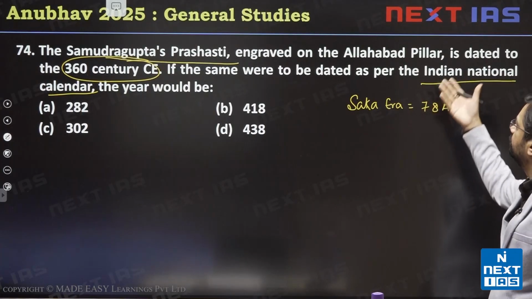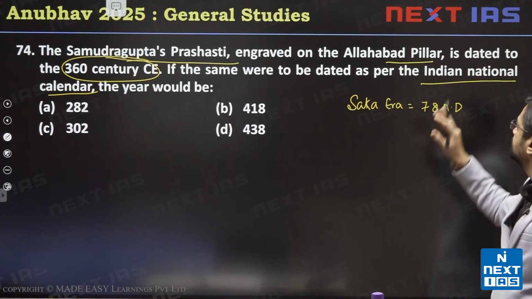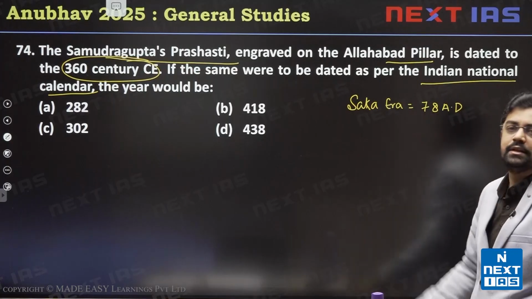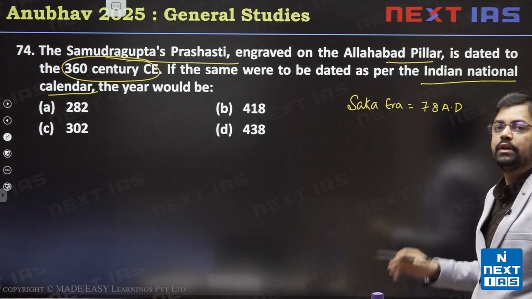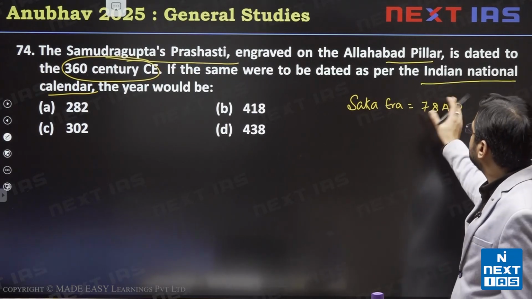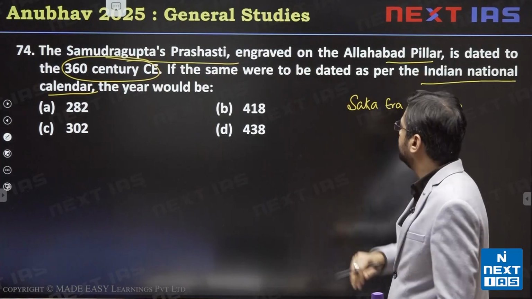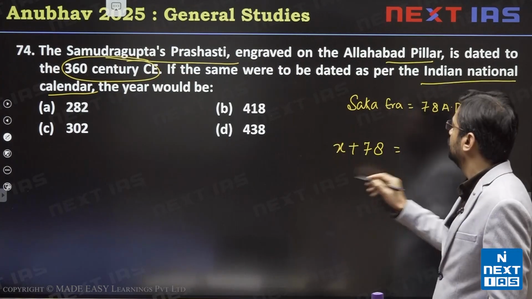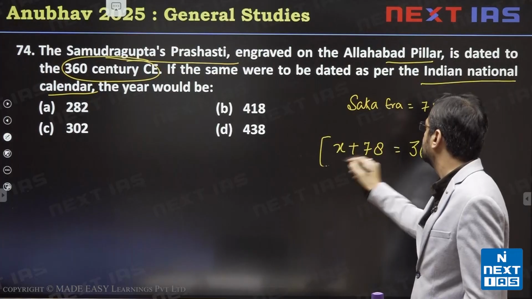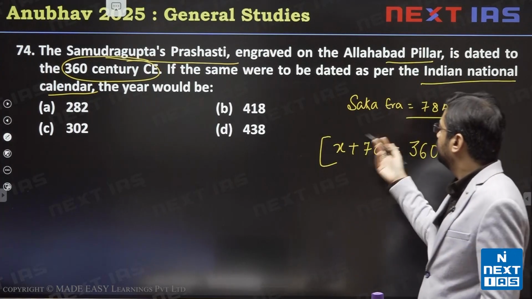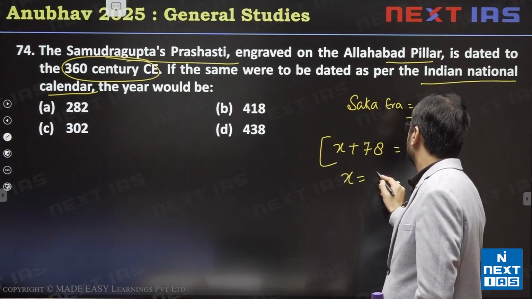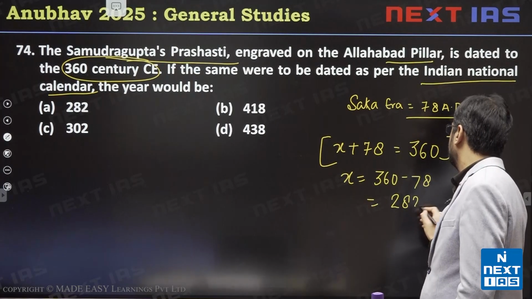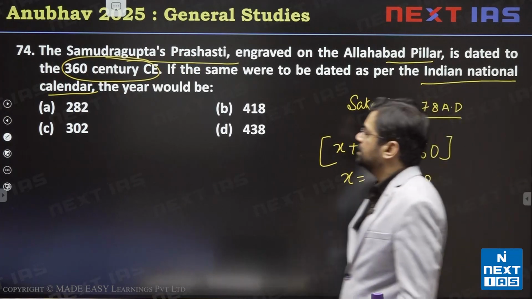So what is actually being asked is: the Samudragupta Prashasti has been engraved where? On the Allahabad pillar, not important, it's just a reference. It is dated to 360 CE. Now if we have to calculate the same thing according to the Indian national calendar, what year will come out? The Indian national calendar, as I told you, is based on the Saka era, which is 78 AD. So the question is actually asking x plus 78 is equivalent to 360, isn't it? Because the Saka era starts from 78 AD. So easily x is going to be 360 minus 78, and the answer is going to be 282, right? So the answer is going to be 282.